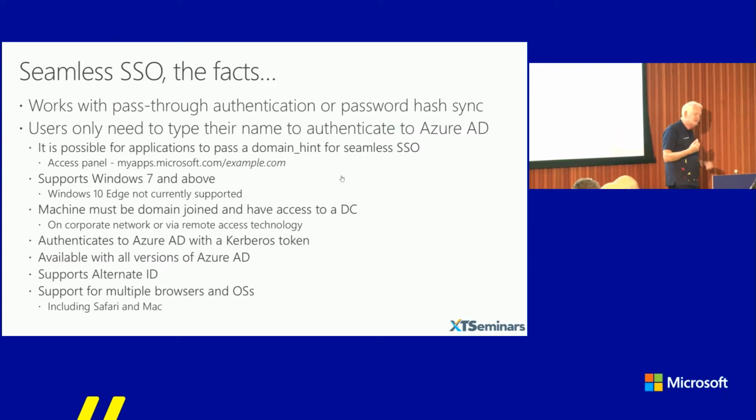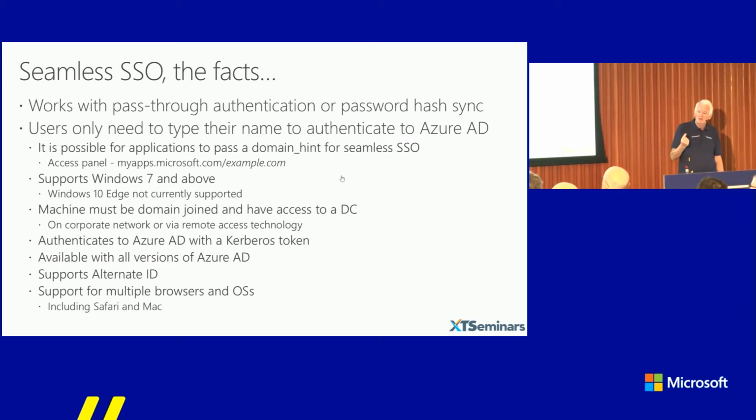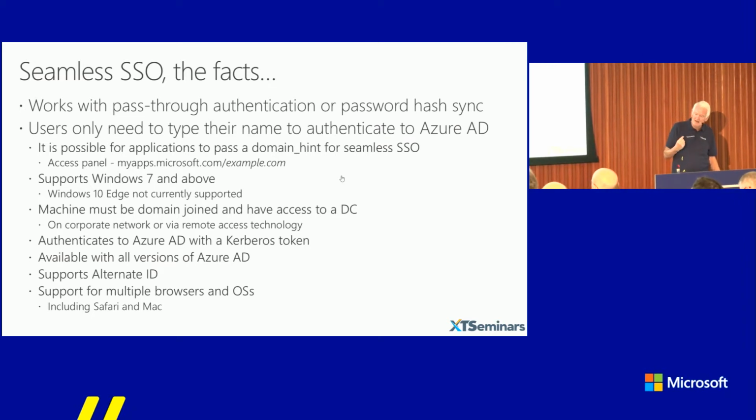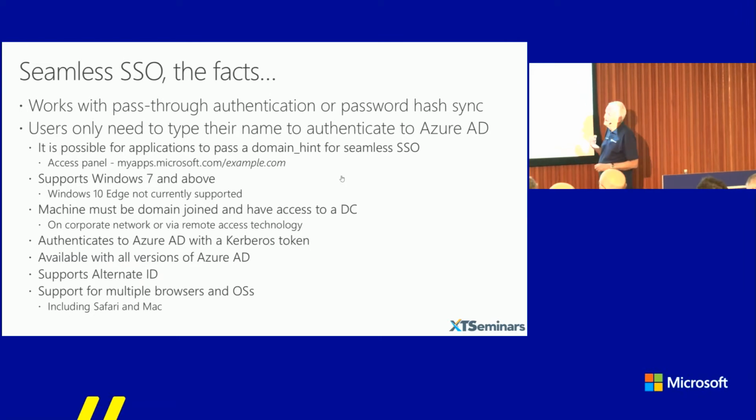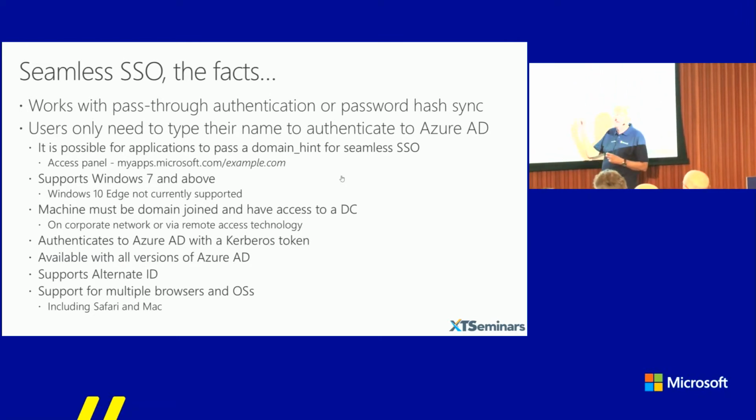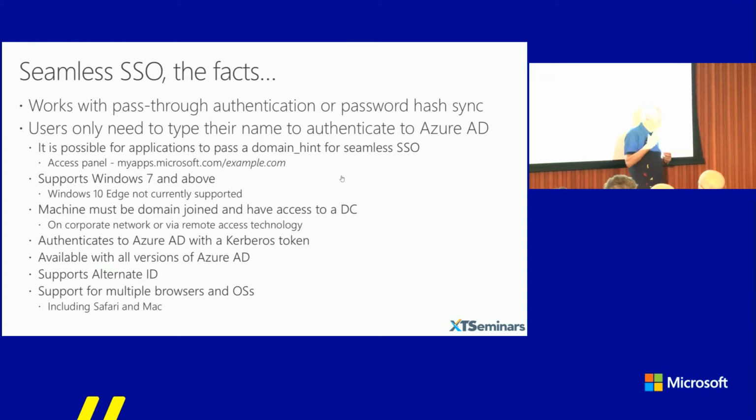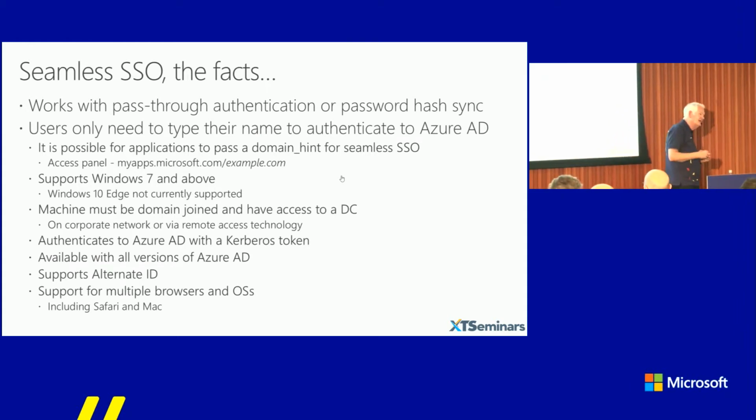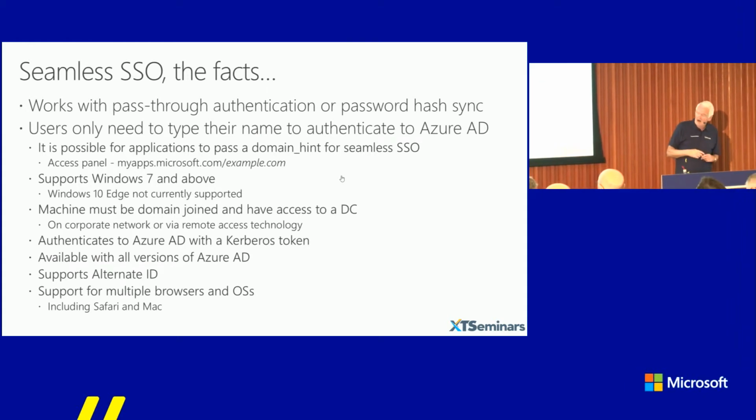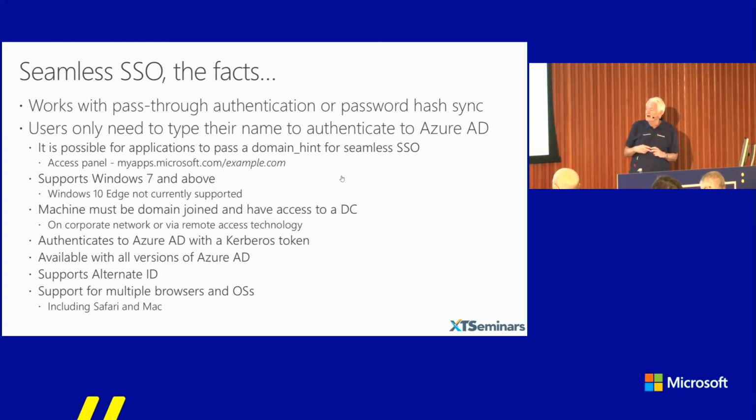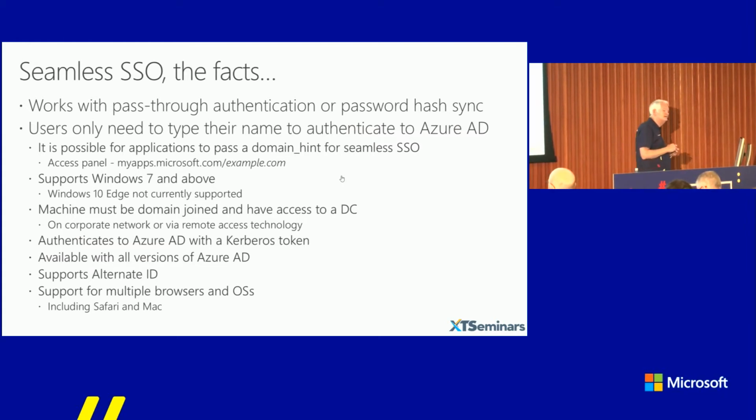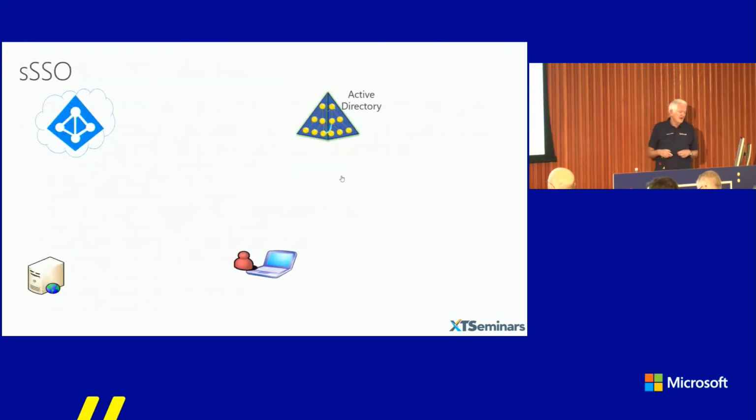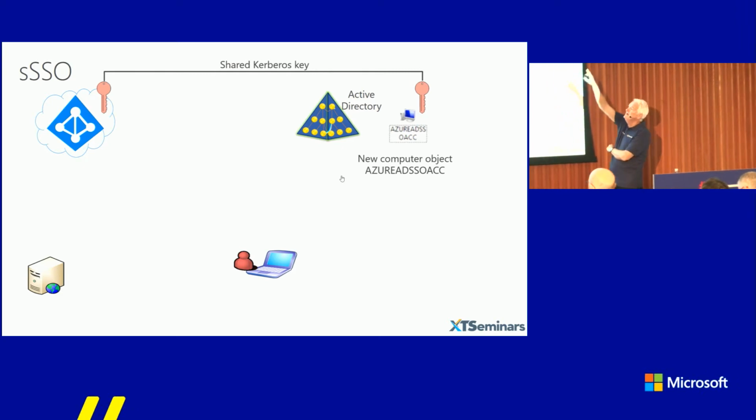The machine must be able to access a DC because of the way this mechanism actually works. It authenticates to Azure AD with a Kerberos token. So to get a Kerberos token, we must be able to access a DC. It supports alternate ID again, and it supports most browsers, most OSs. It also has Safari and Mac support in there as well. So how does it work? So we come and we install.